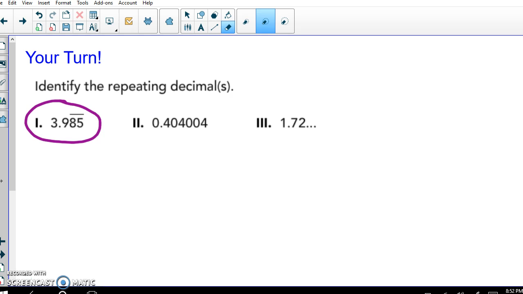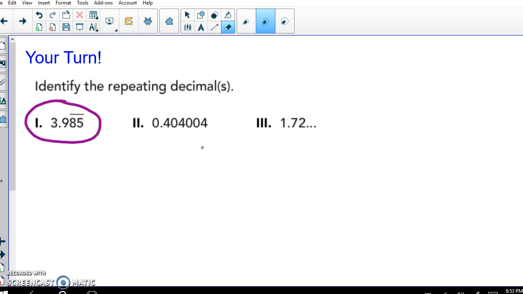Of these 3 decimals, the first one is the only example of a repeating decimal. The repeating bar clearly indicates that the 8 and the 5 repeat forever with no end. In decimal 2, we have what appears to be somewhat of a pattern, but not a repeating pattern. We have 40, 4004, and then the decimal ends there.